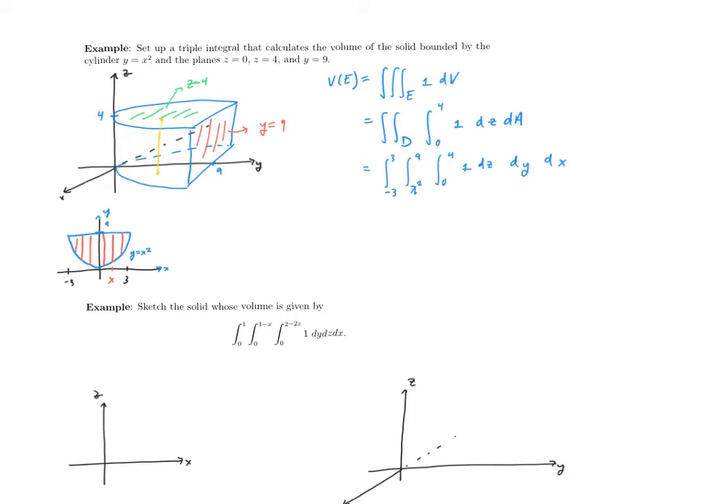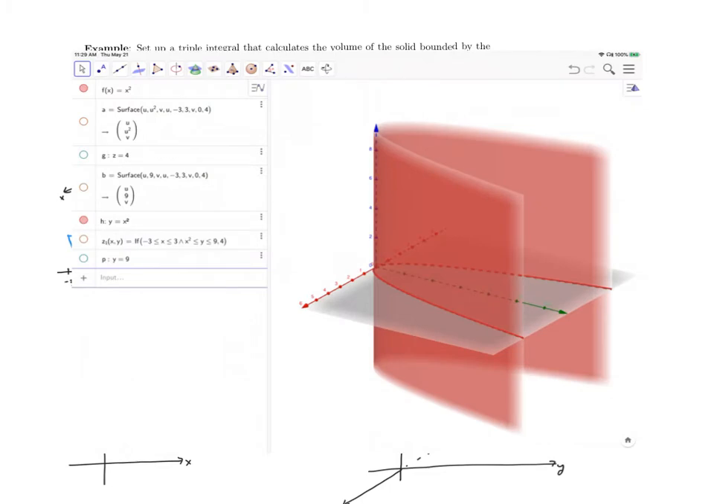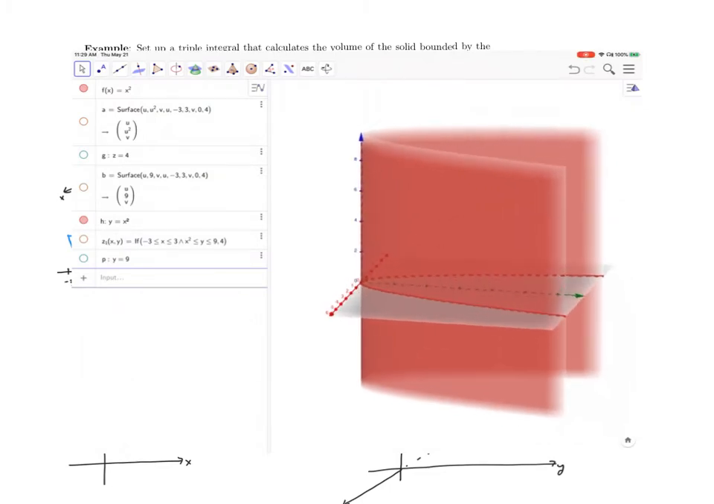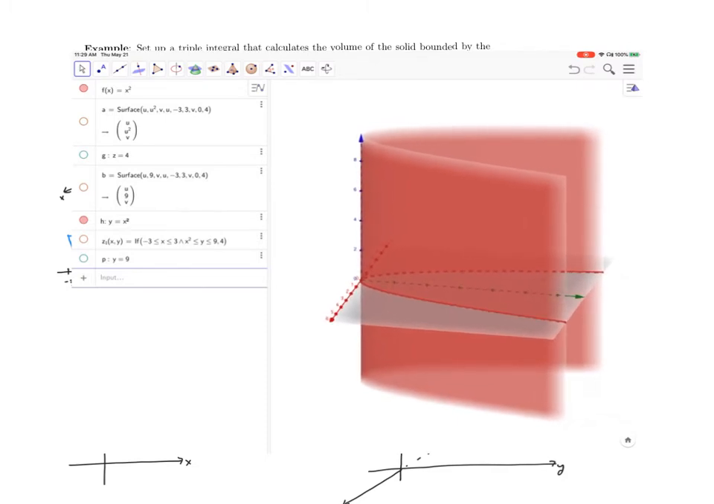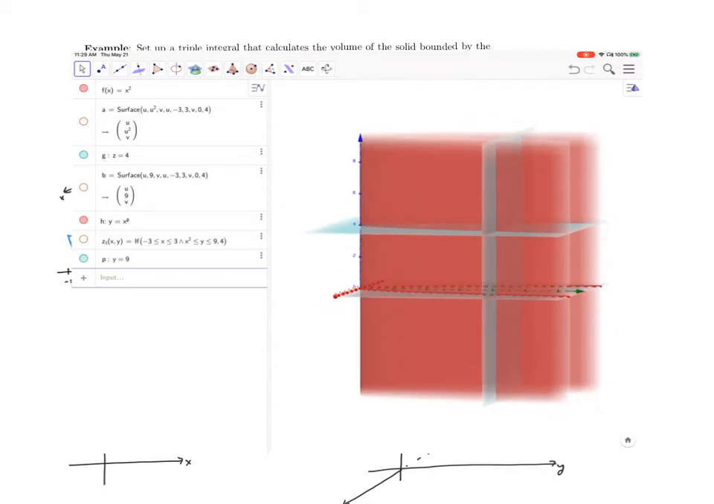And just to give us maybe the best possible visualization, let me go ahead and add a video of a GeoGebra file. So in this video, we can see in red the cylinder y equals x squared. Then we're adding in z equals 4, the top, y equals 9, the right. And we can see in between here our solid.